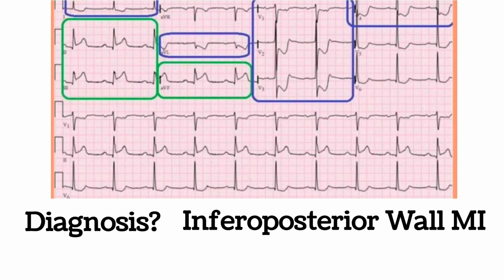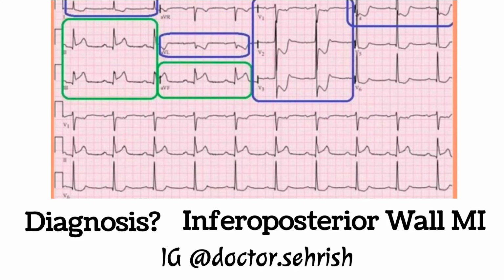But what you are seeing in leads V1, V2, V3 and V4 is not a reciprocal change. You can see there is ST segment depression, but it is with prominent R waves. So whenever there is ST segment depression in leads V1, V2, V3, V4 with prominent R waves, this is always going to be a posterior wall myocardial infarction. So this is an inferior and posterior wall myocardial infarction.